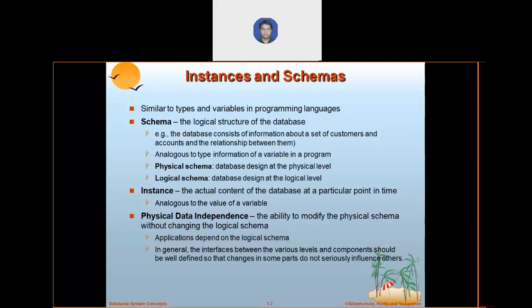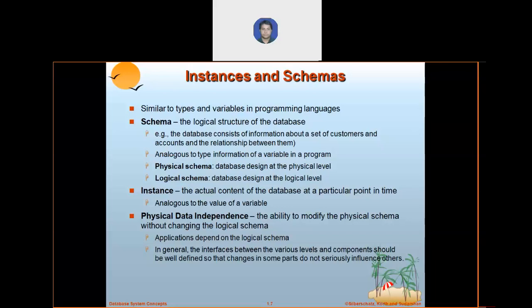The database changes over time as information is inserted or deleted, and the collection of information stored in the database at a particular moment is called an instance of the database. So the instance means the state of the database at a particular time. And the second term is schema.